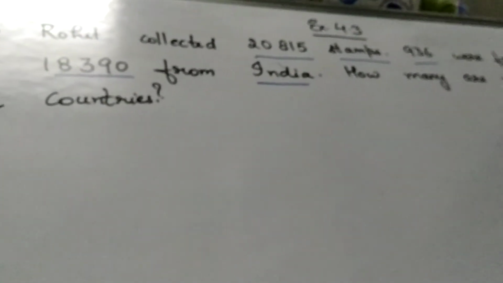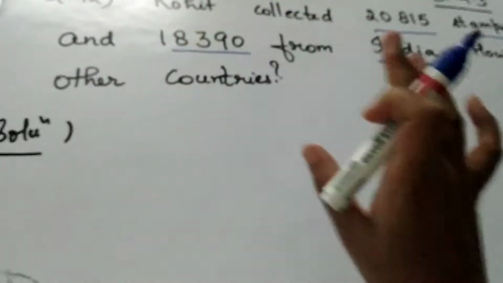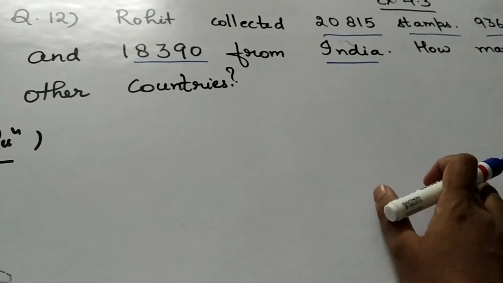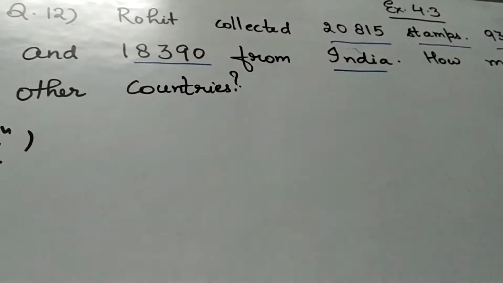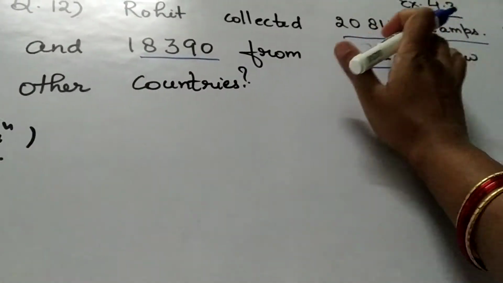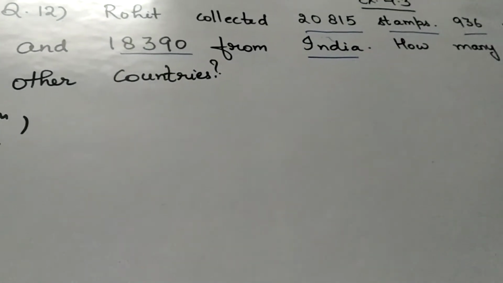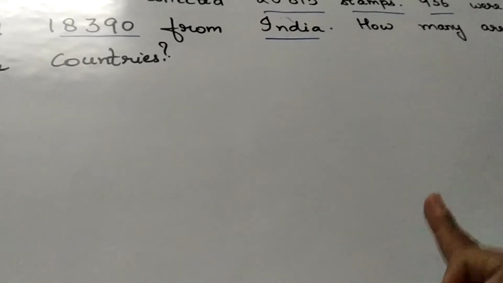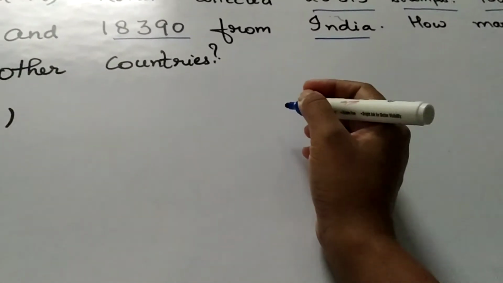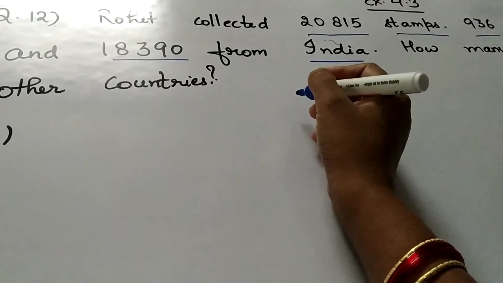First he went to USA, he collected 936 stamps. Then he went to India, he collected 18,390 stamps. Then he went to some other country. We don't know which country. Some country he went, and total number of stamps he collected was 20,815. Now you have to find the number of stamps that he collected from some other country, right? So let's do it now. Is it easy to understand now? Yes? So we will write.